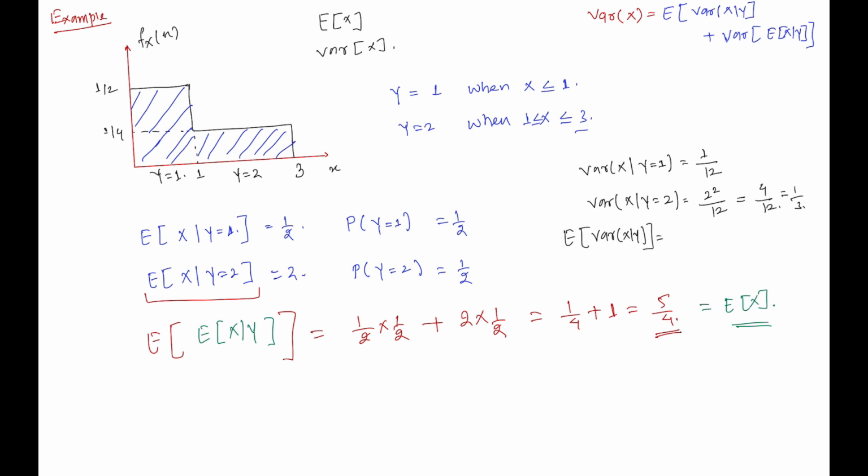So it can take the value 1 divided by 12 with the probability 1 divided by 2, plus it can take the value 1 divided by 3 with the probability 1 divided by 2. So that would be 1 divided by 24 plus 1 divided by 6. So that will be 5 divided by 24.